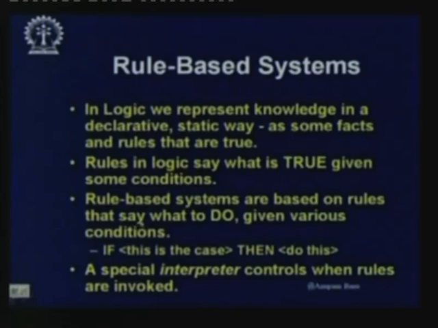On the other hand, look at this statement. If the temperature of a furnace is very high, then shut the heater off. Here in the implication, I am not just making an assertion. I am also asking for some action, shut the heater off. So that is also possible to be stated in a rule. So rule-based systems are based on rules that say what to do. Now, here I would like to make a distinction between two types of knowledge representation.